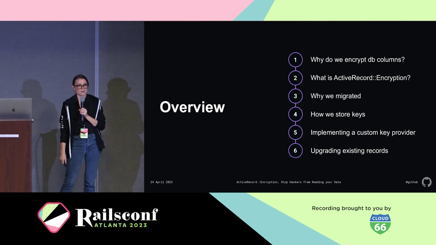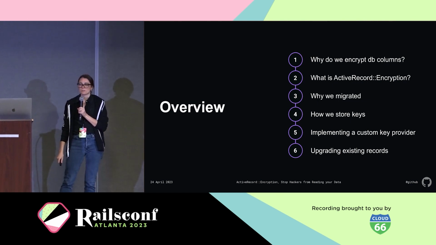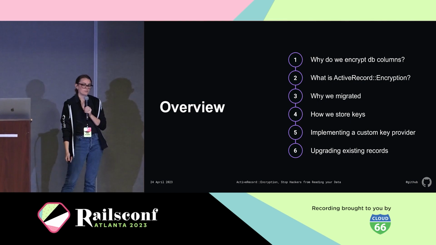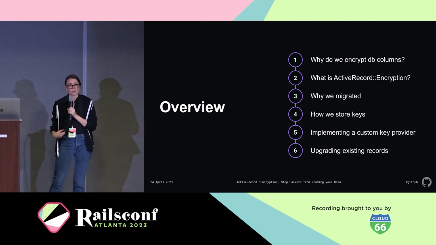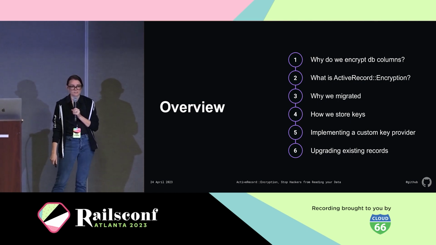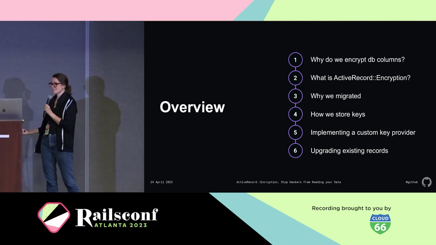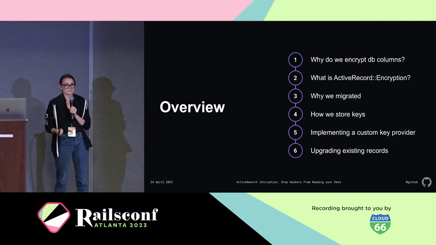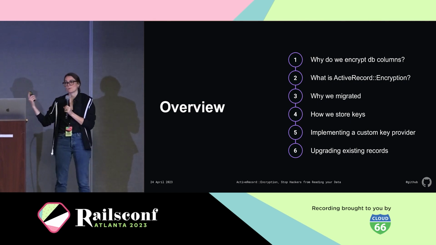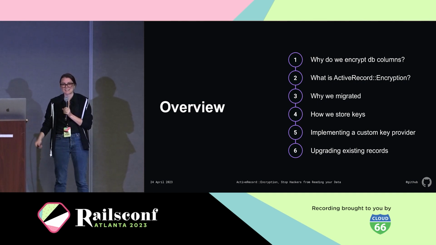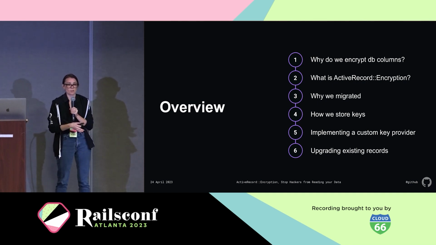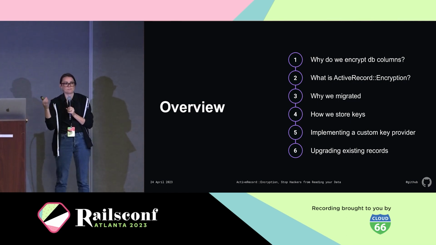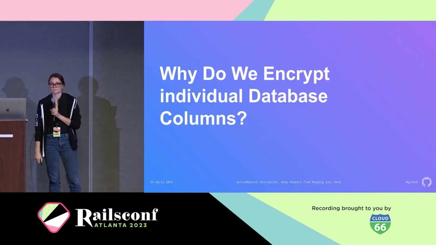So here's what we'll talk about today. Why even encrypt database columns in the first place? What is ActiveRecord encryption? Why we migrated from our internal encryption strategy, how we store our keys, implementing a custom key provider, and then what I think is the most interesting part and maybe the missing step is upgrading existing records. So we had previously encrypted records as well as most of the rest of the database in plain text. And so we've unlocked the ability for our developer teams to convert plain text records to encrypted now and not have to plan that super far in advance.